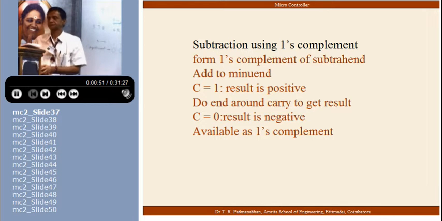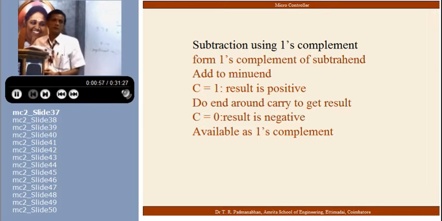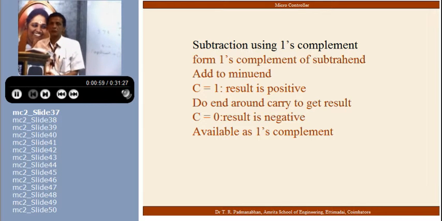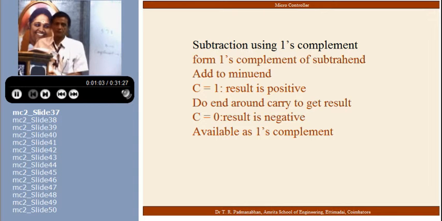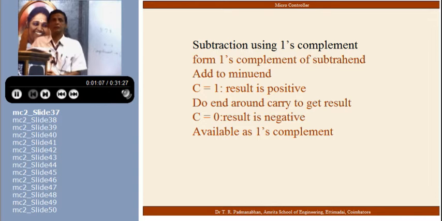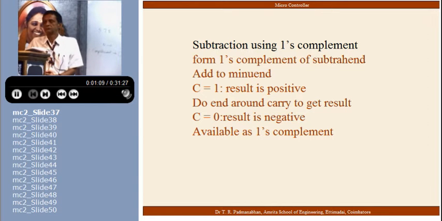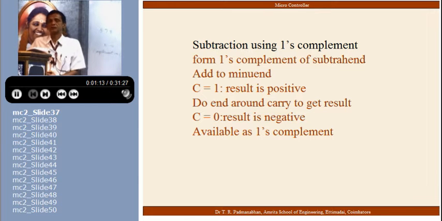After addition, check the carry bit. If the carry bit is 1, you know the result is positive. Then knock off the carry bit, do the end around carry. If the carry bit is absent, the result is already available in the complement form. So that procedure is just identical to what we did with decimal numbers.